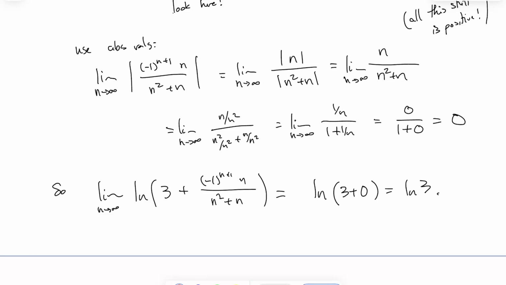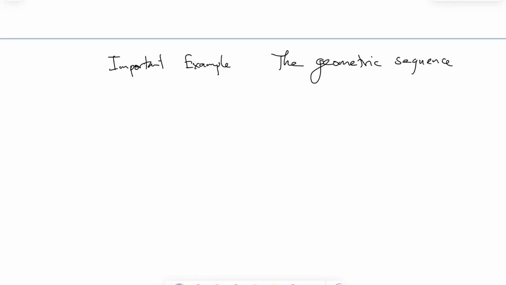I would like to talk about one super important example. It is called the geometric sequence. This is something that occurs all the time in real life. This is called the geometric sequence, and it is a_n equals r to the power n for some specific number r. Some real number r, and that r could be anything.